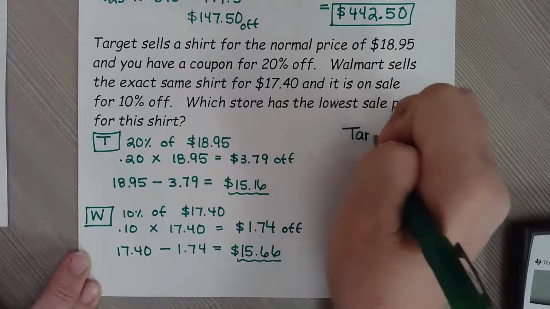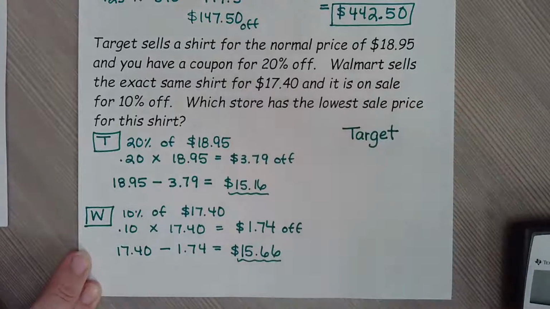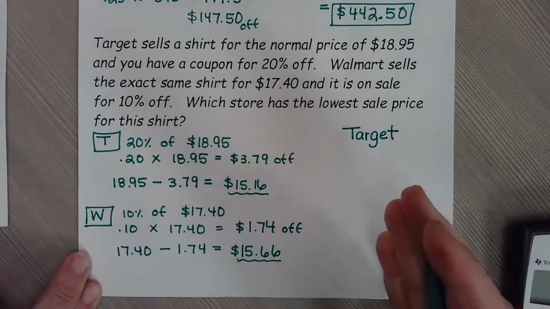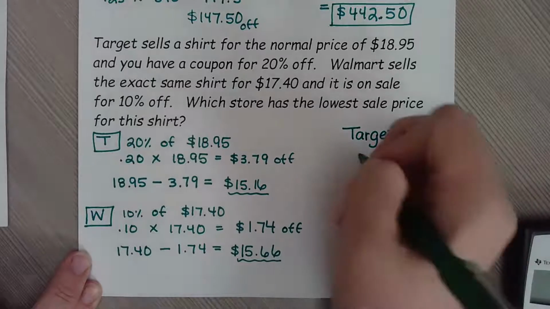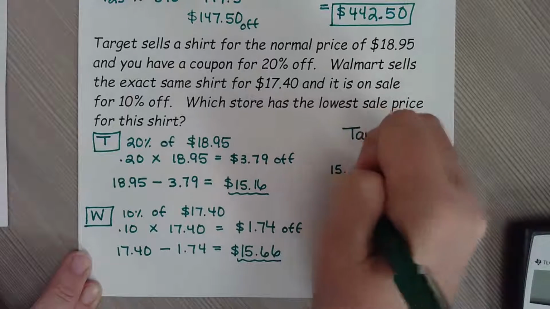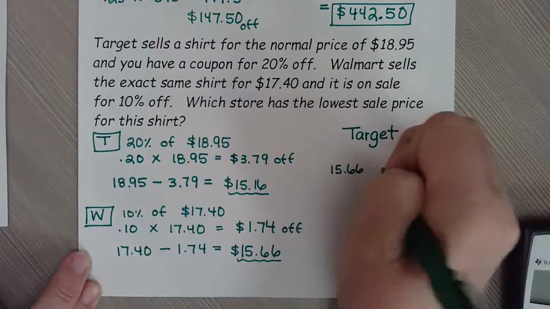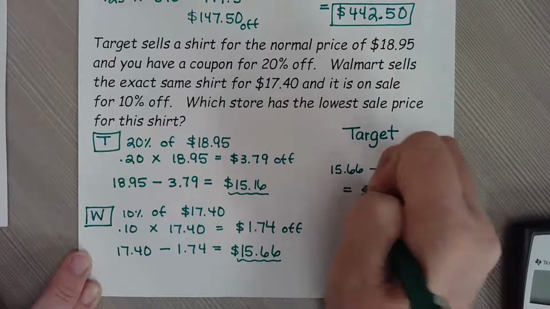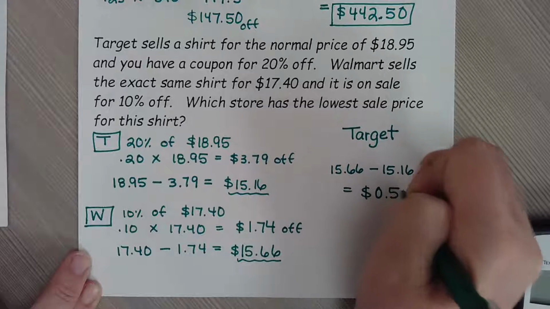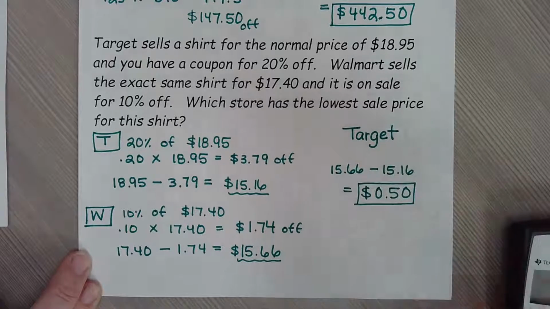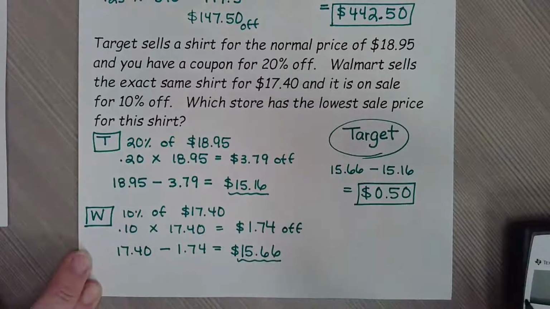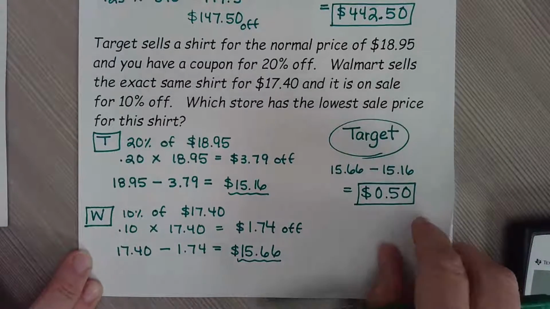So when I go back to my question, which store has the lowest sale price for this shirt? Target. And I'm going to add on an additional question. What is the difference here? Okay. How much cheaper is it at Target? So we would find that by doing 15.66 minus the 15.16, and we would get 50 cents. So the sale price of the shirt is going to be 50 cents cheaper at Target than it is at Walmart.